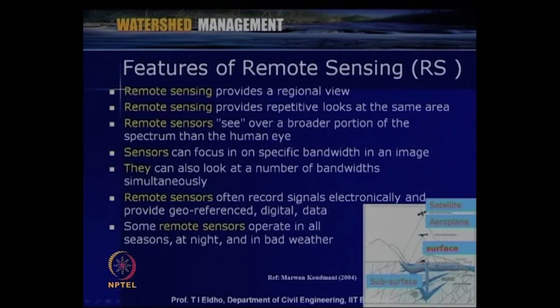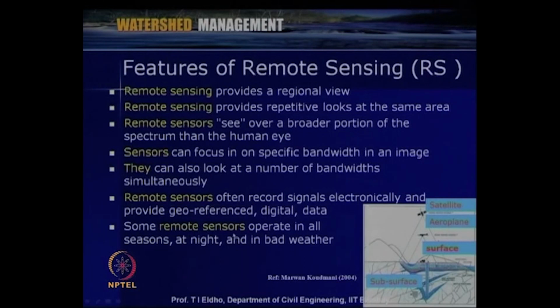The remote sensors often record signals electronically and provide georeferenced digital data. So, the data, whether through diffraction or reflection or whatever way, is getting back to the satellite. The data is obtained georeferenced, so that we can easily identify the location, and this data will be digital. Then we can process that data and develop appropriate maps or the data required for hydrologic modeling or development plans.